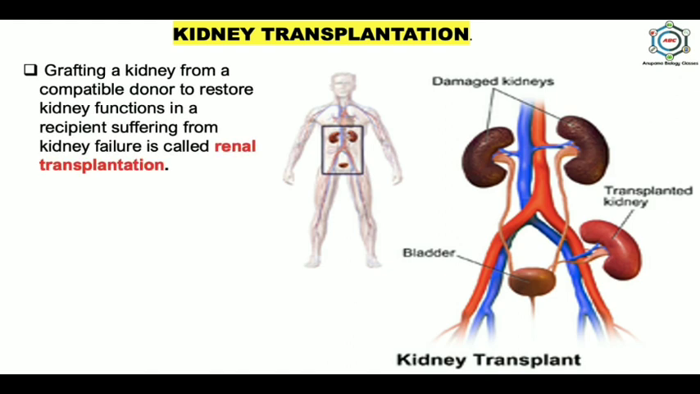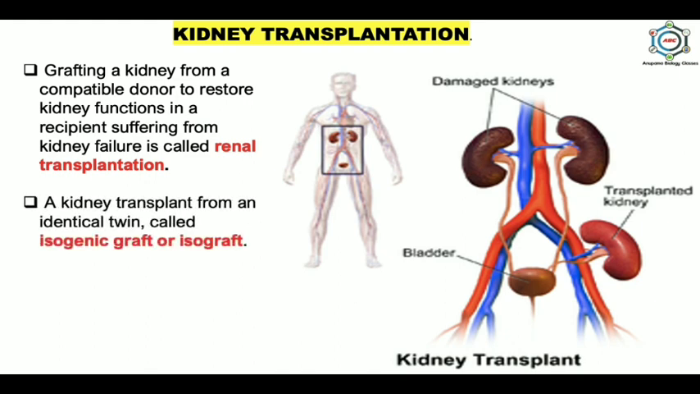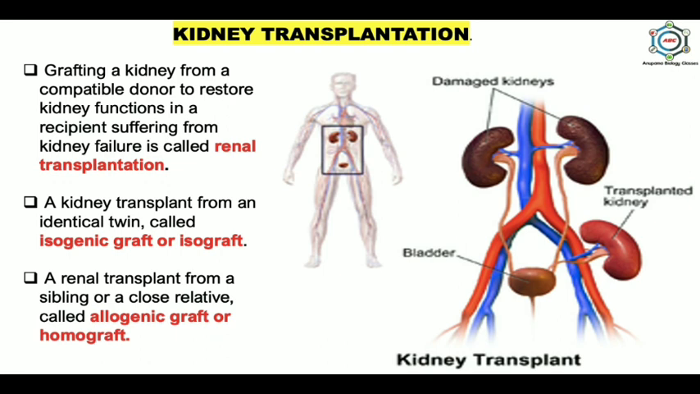Here, the grafting of a kidney from a compatible donor to restore kidney function in a recipient suffering from kidney failure is called renal transplantation. A kidney transplant from an identical twin is called an isogenic graft or isograft. A renal transplant from a sibling or a close relative is called an allogenic graft or homograft. In case of allogenic graft, the use of an immunosuppressant prevents graft rejection by the body's immune response.